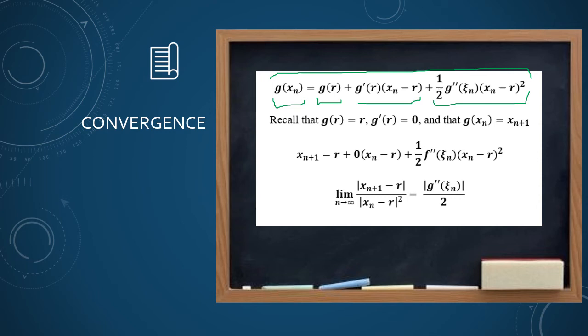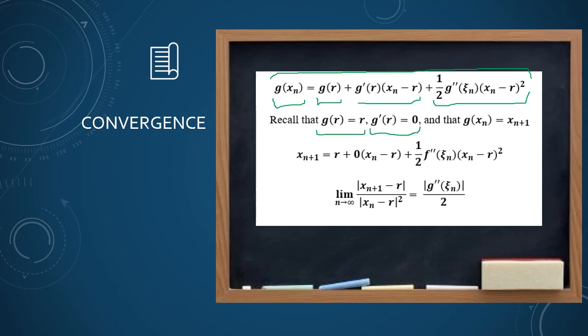as stated in Taylor's theorem, which is basically an explicit equation for the remainder of a Taylor series. And recall that g of r was equal to r, and that g prime of r is equal to 0. That was a condition for convergence in general, that the absolute value of g prime of r was less than 1, and it ended up equaling 0, which was less than 1.